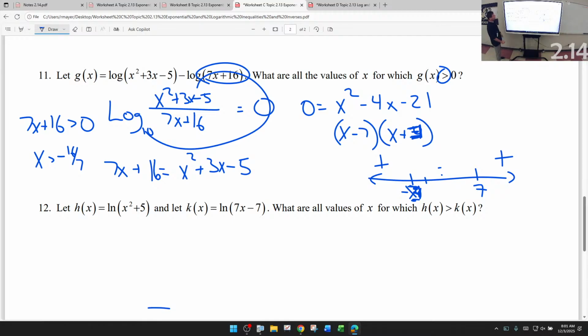So I'm running out of room. I also know that x squared plus 3x minus 5 has to be greater than 0. Yuck! Stupid quadratic formula.